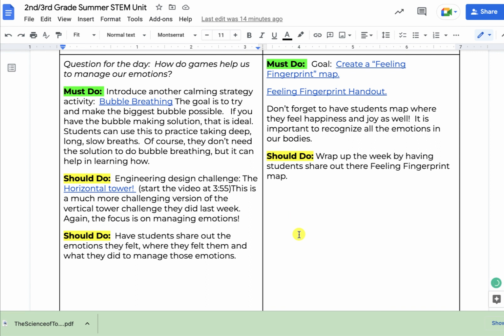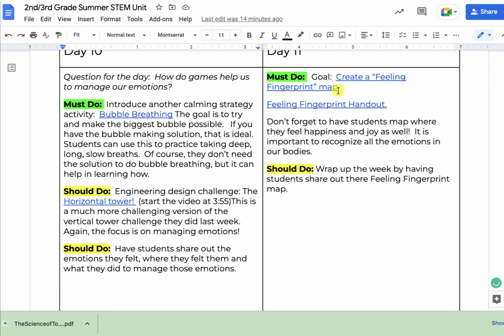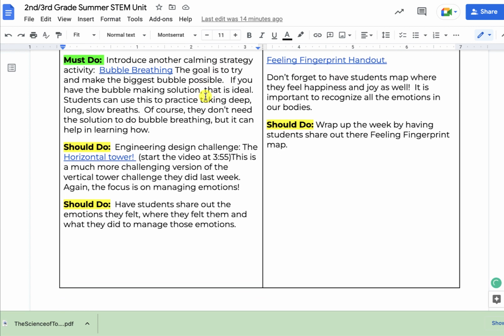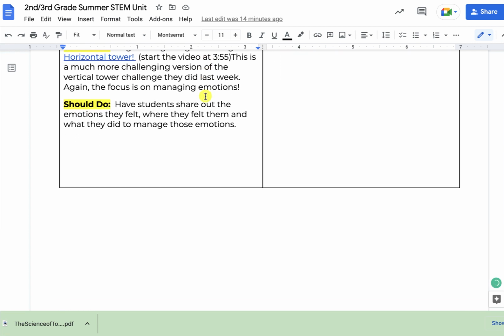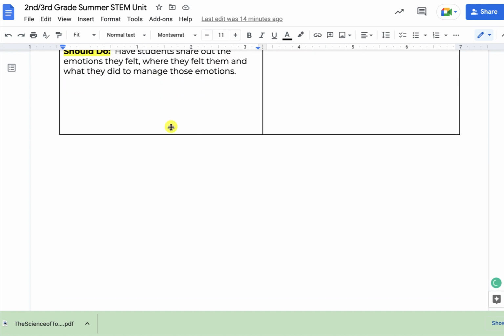Then creating a feeling fingerprint map, where students draw a map of where they feel things in their bodies. This could be done earlier if that feels right to you. I debated whether I would put it later or earlier. That's some more activities: bubble breathing, horizontal tower. This is a very challenging design challenge, but again, the point is to create some emotions.